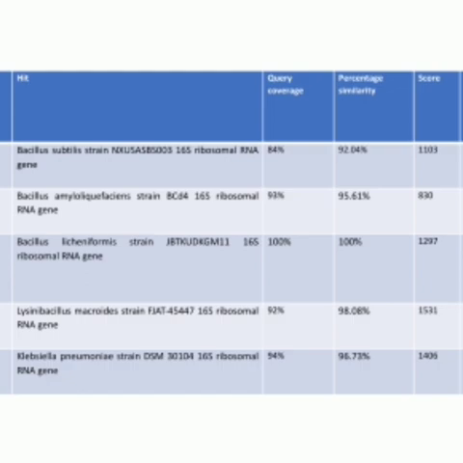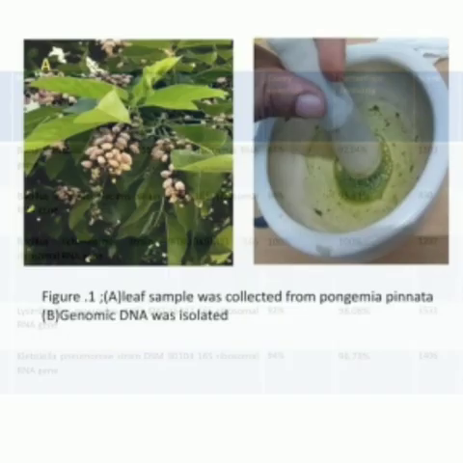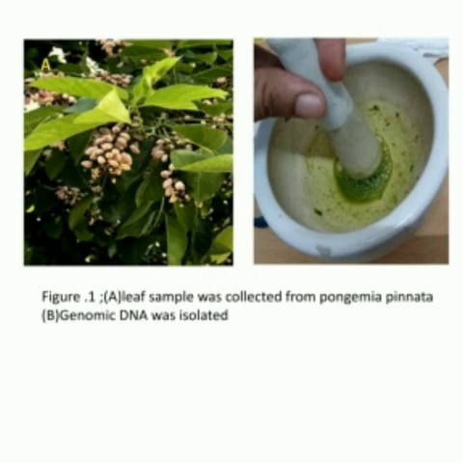Third sample is Bacillus licheniformis, which has 100% similarity. Fourth sample is Lysinibacillus macroides, which has 98.08% similarity. Then the fifth sample is Klebsiella pneumoniae, which has 96.73% similarity. Thank you.